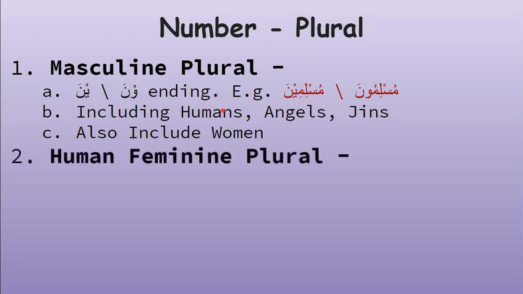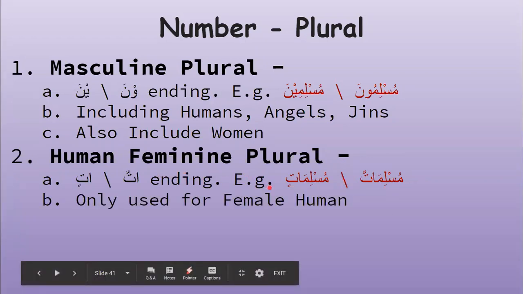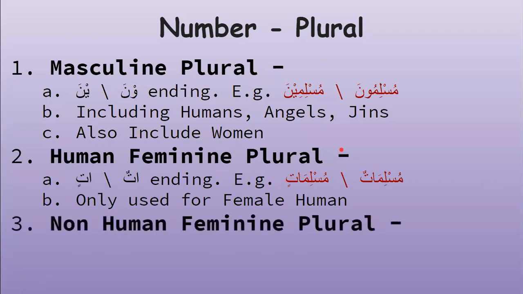Then comes human feminine plural. There are 2 types of feminine plural we talked about last time: human feminine and non-human feminine. Human means those who have life. Human feminine plural always ends with atun and atin, like muslimatun, muslimatin. Muslimatun means only Muslim women. Human feminine plural only includes women, nothing else. Then we find non-human feminine plural.